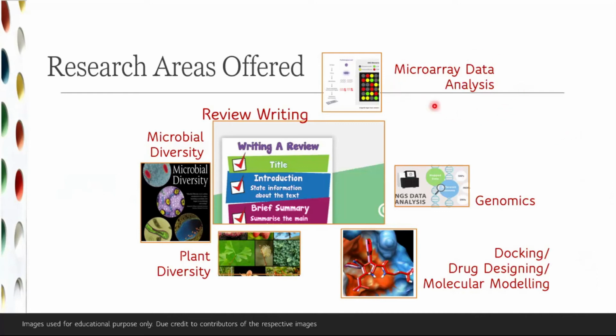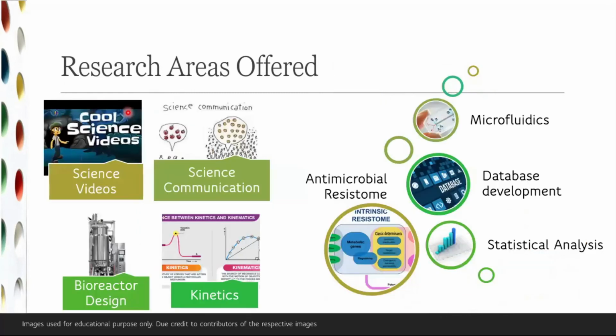So you could choose microarray data analysis. You could choose genomics. You can choose drug designing, docking, molecular modeling, plant diversity, microbial diversity, or review writing. You can also choose to do science communications. You can develop science videos, or you can do work on kinetics, on bioreactor designing, on antimicrobial resistome, fluidics, database development, and statistical analysis. So these are the primary research areas we are offering.